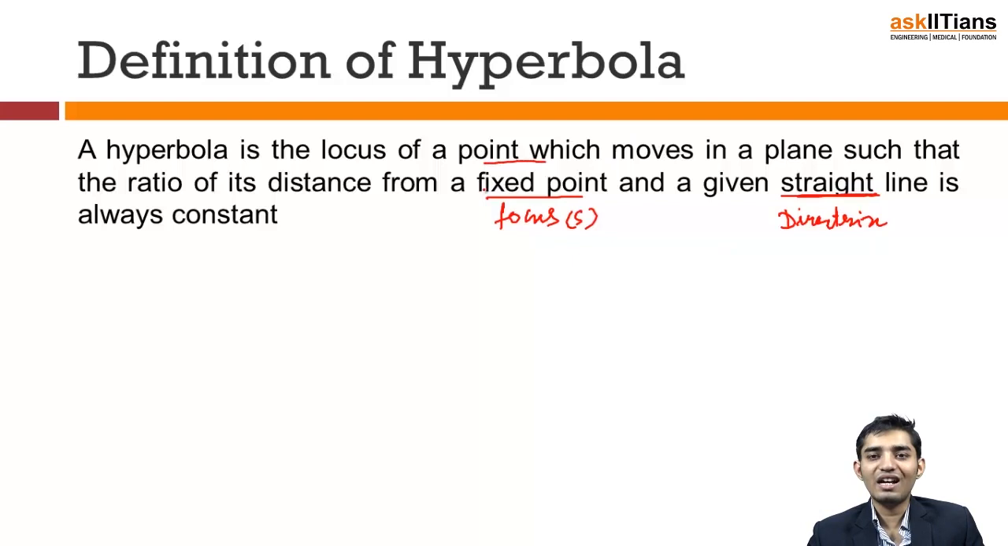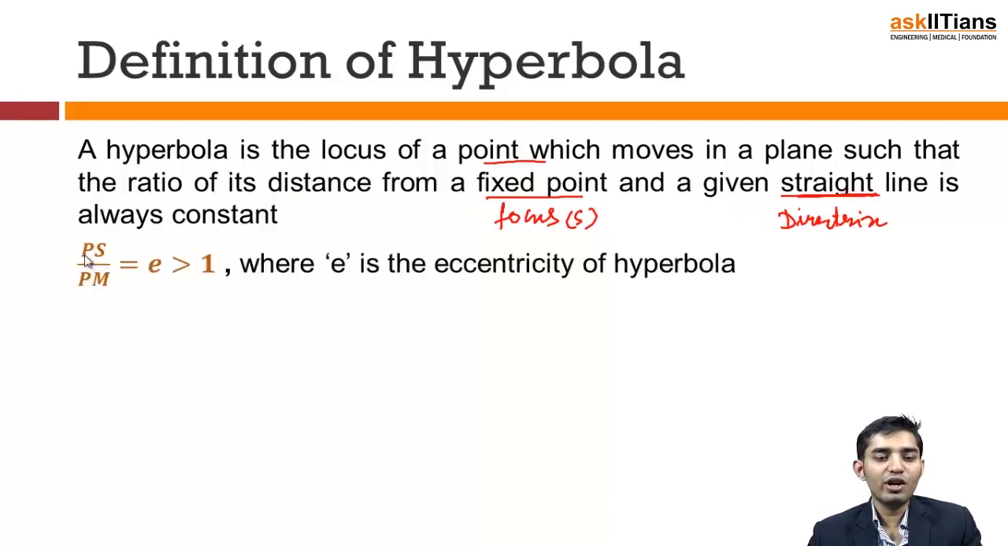The point is moving such that the ratio of its distances from this fixed point and fixed line is always constant. Suppose I take a point P which is moving. S is fixed and the line is fixed. PM is the distance from the directrix. So P is moving such that PS by PM is constant, and this constant is the eccentricity.